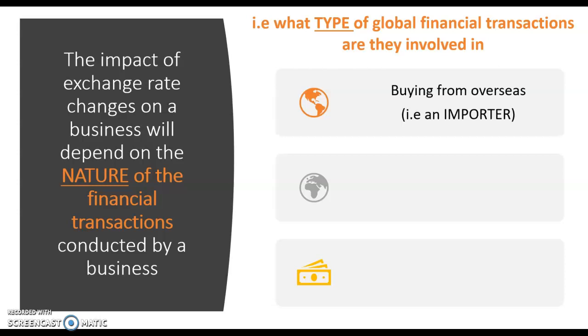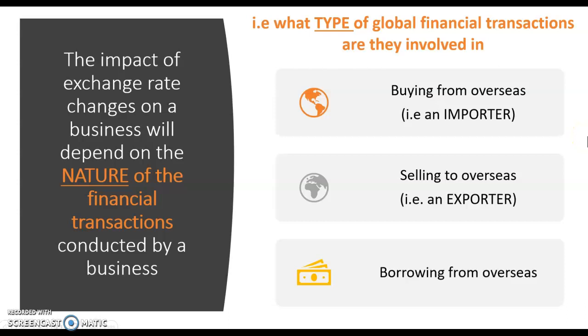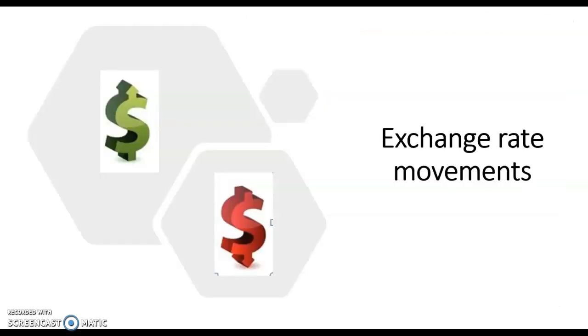Are they buying from overseas? So are they an importer? Or are they selling to overseas? Are they an exporter? Or thirdly, are they borrowing from overseas? Depending on which of these they are, the exchange rate movement will have a different impact for them. So the two types of exchange rate movements that we're going to have a look at are appreciations and depreciations.